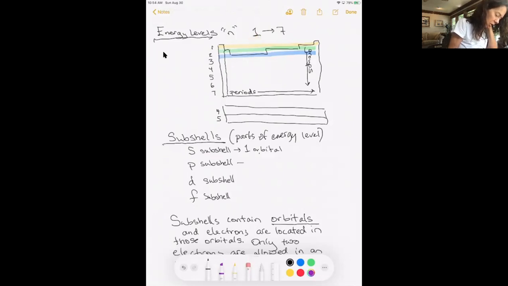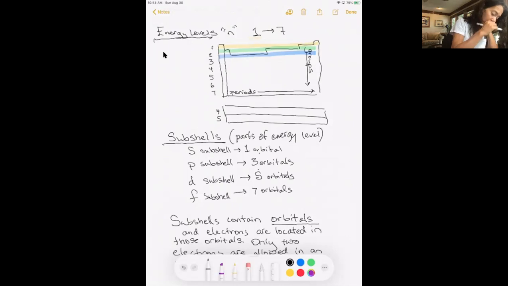A P subshell has 3 orbitals, right? So there's 3 bedrooms in a P subshell, but they're really orbitals. They're regions in space. There's 3 regions in space where you could find electrons. The D subshell has 5 orbitals. And for an F subshell, you've got 7 orbitals, okay?